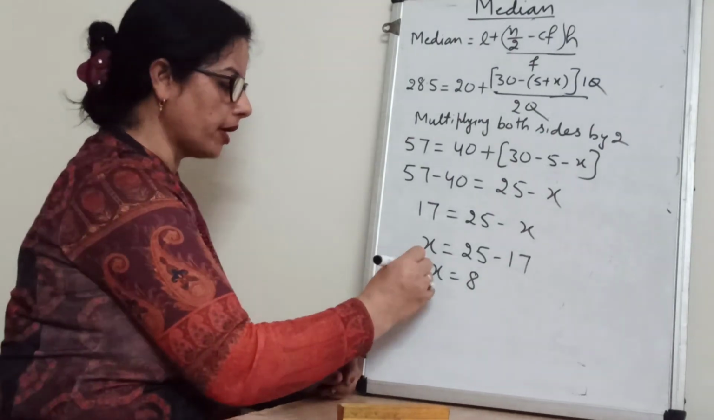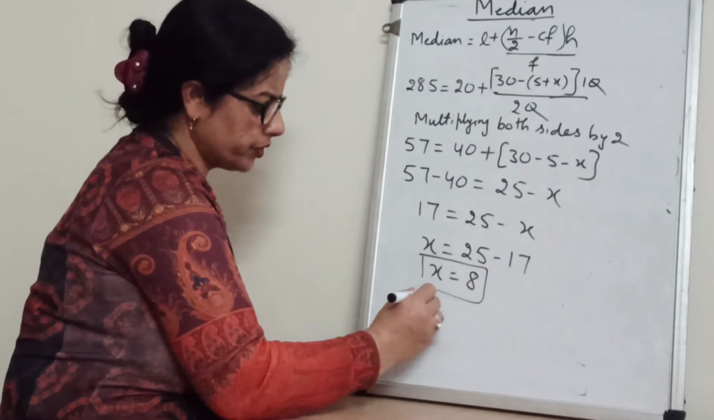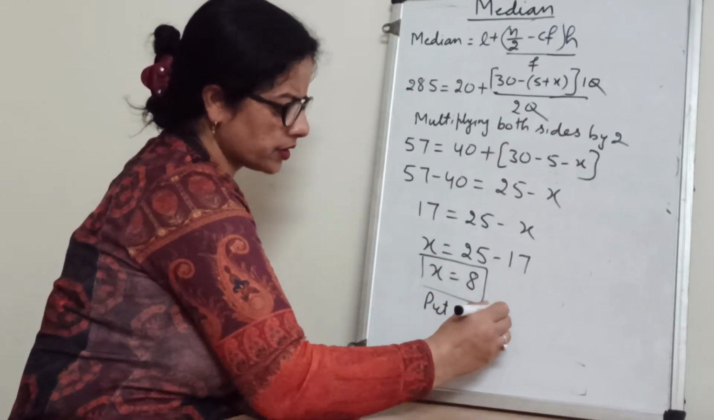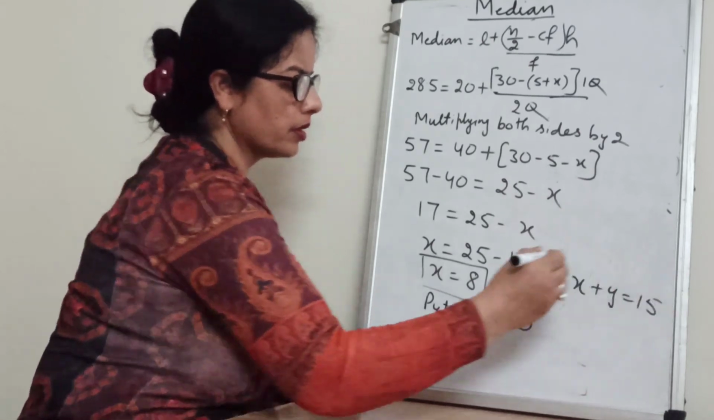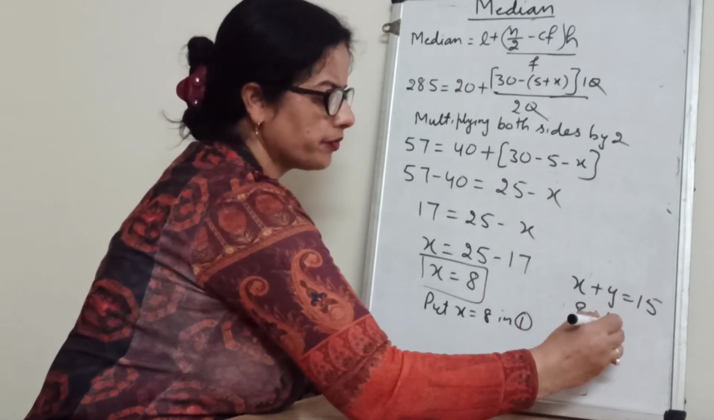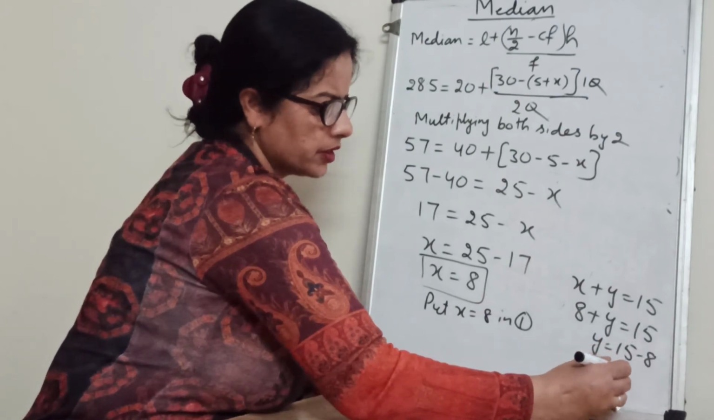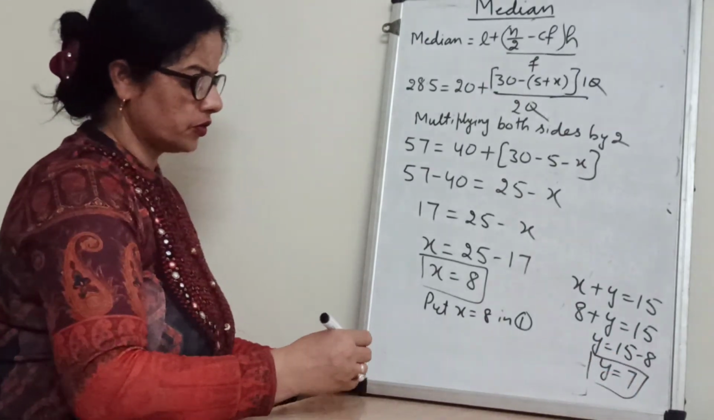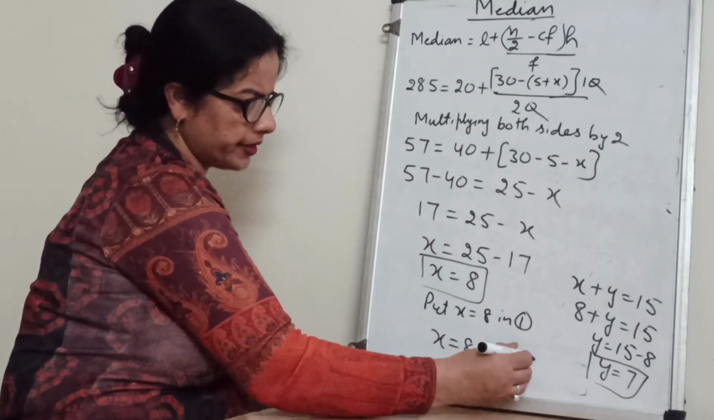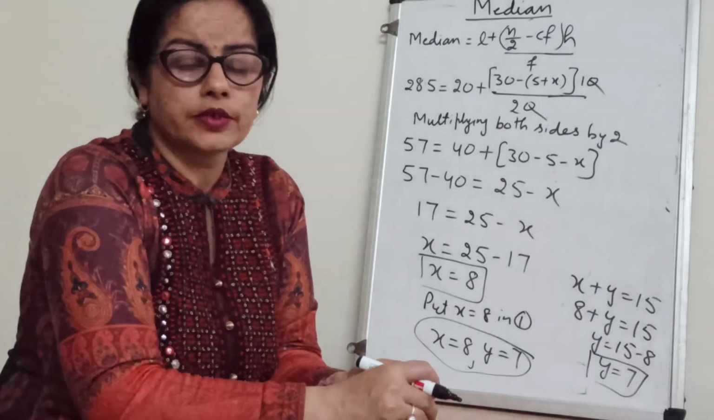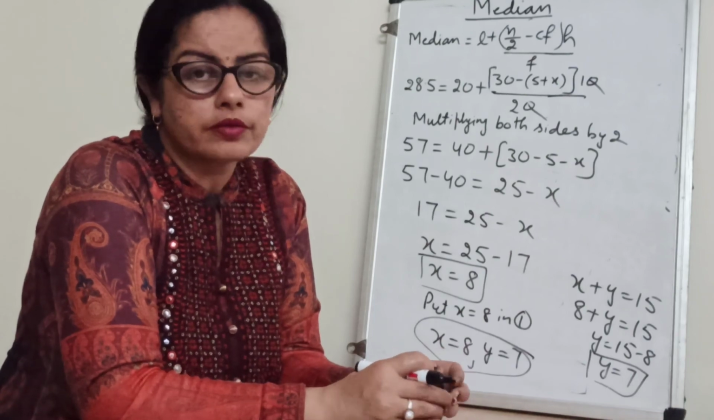Now value of x I am having, but I want to find the value of y also. One equation I was having already. Put x is equal to 8 in the first. See, what was the first equation? x plus y is equal to 15. Put the value of x. 8 plus y is equal to 15. y is equal to 15 minus 8. y is equal to 7. So this is the answer. These are our missing frequencies. x is equal to 8. y is equal to 7. Is it clear? Now you can complete your exercise 14.3 very easily. Okay, thank you.